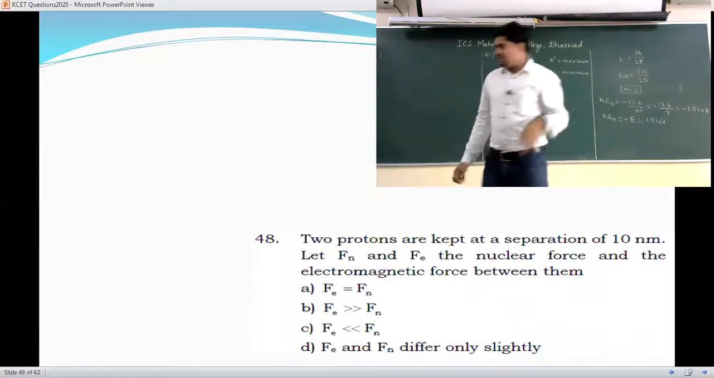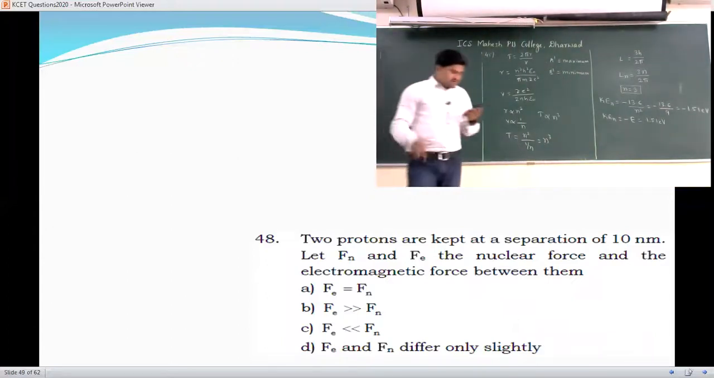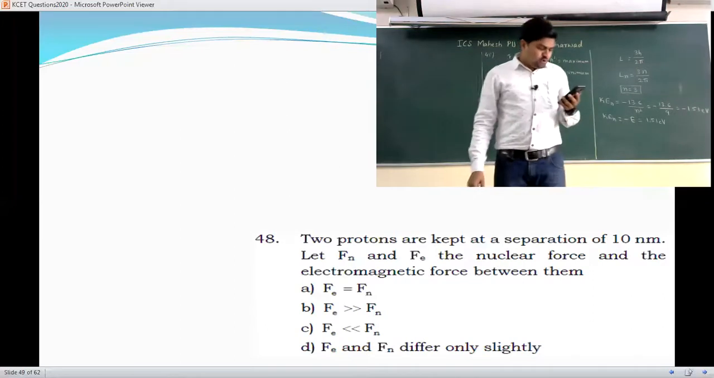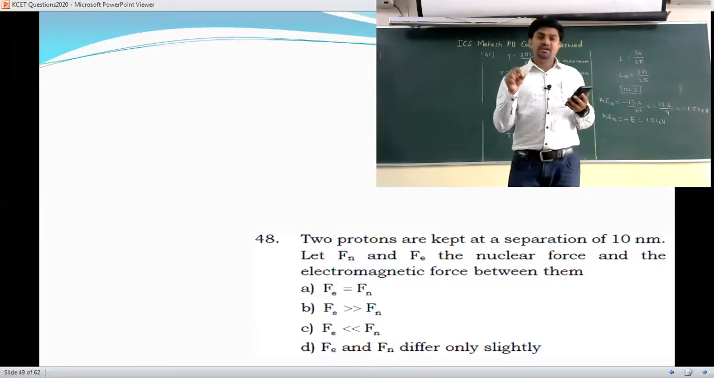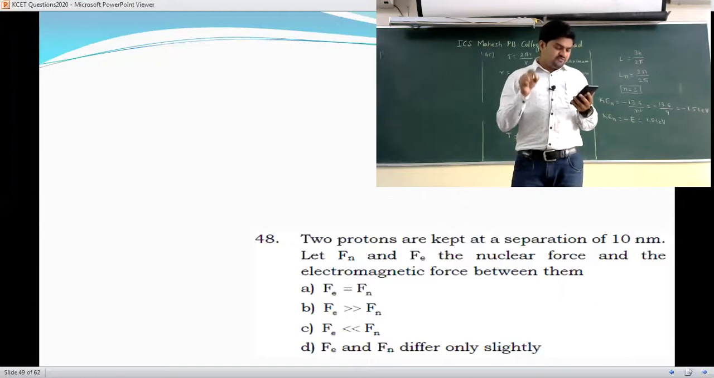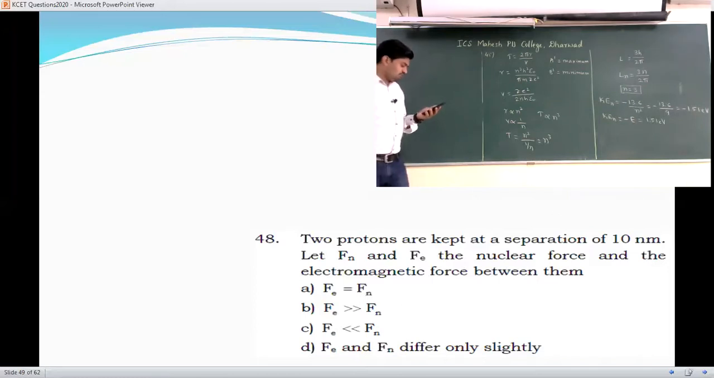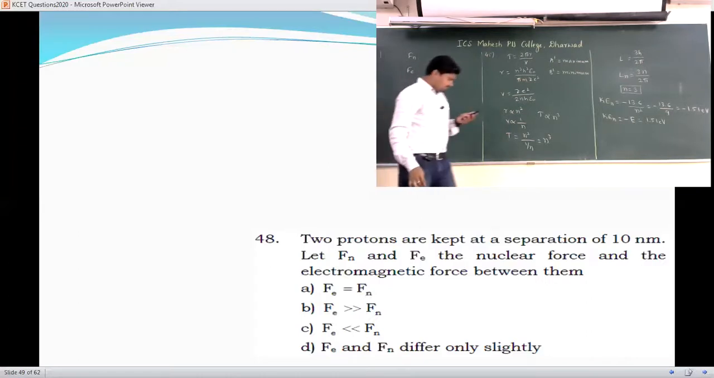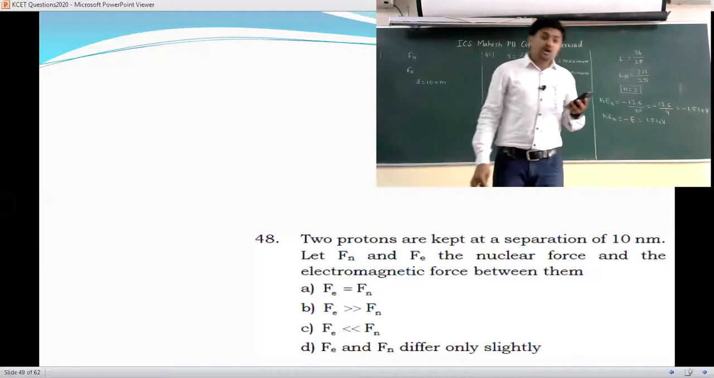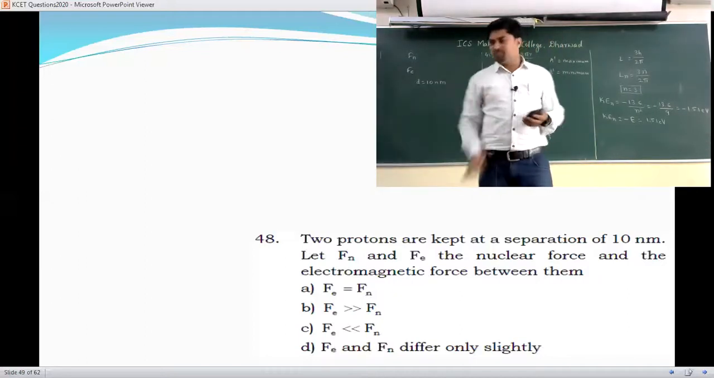Now the next question: two protons are kept at a separation of 10 nanometer. Let Fn and Fe be the nuclear force and the electromagnetic force. Fn is the nuclear force and Fe the electromagnetic force. So two protons are kept at a distance d equal to 10 nanometer. Now what you have to find out is which is maximum and which is minimum.